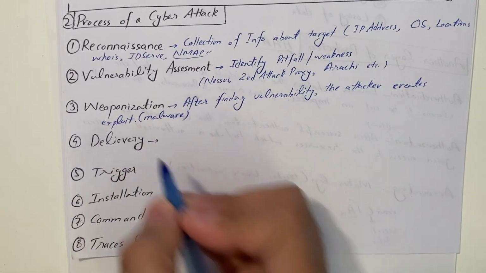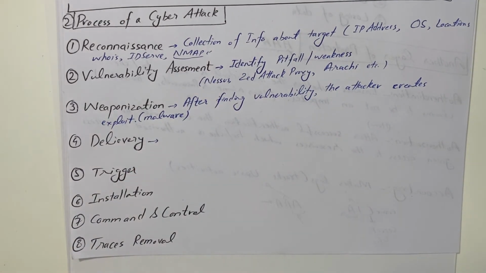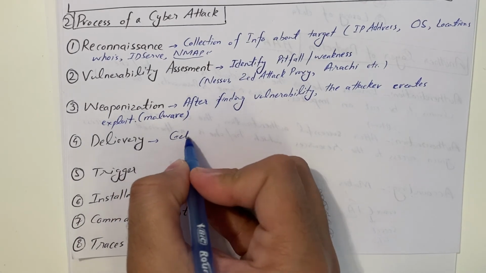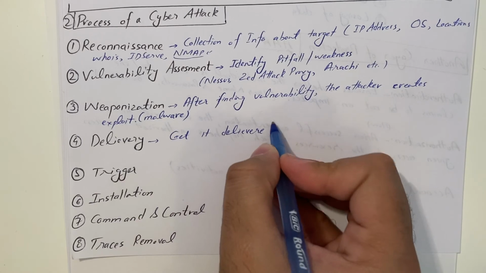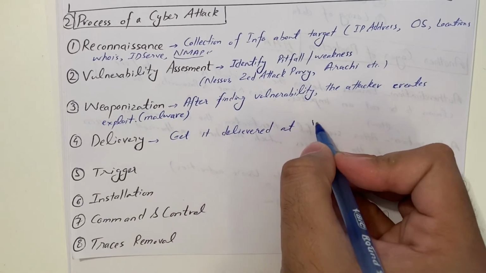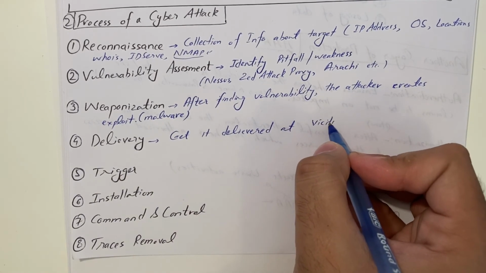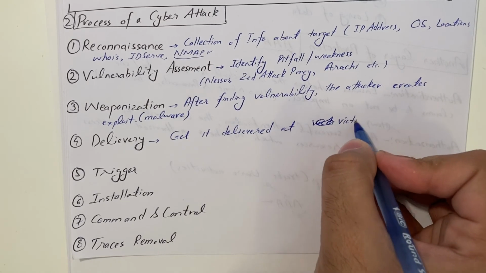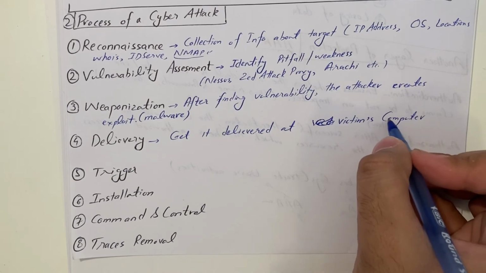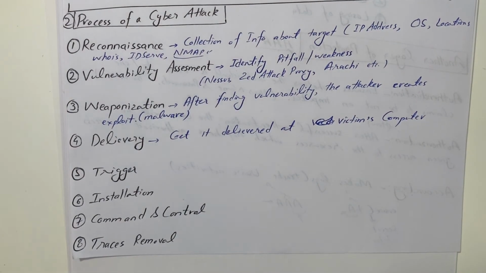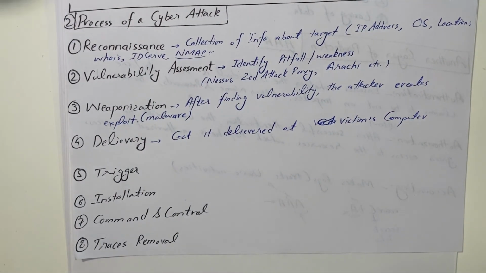Now, the next step is how that malware should be delivered. We need to get it delivered to the victim's computer. How can we get it delivered? Through a pop-up message. We can upload it on a website and redirect the victim to that website. There are plenty of ways, such as sending it via email attachment. So you need to get it delivered.